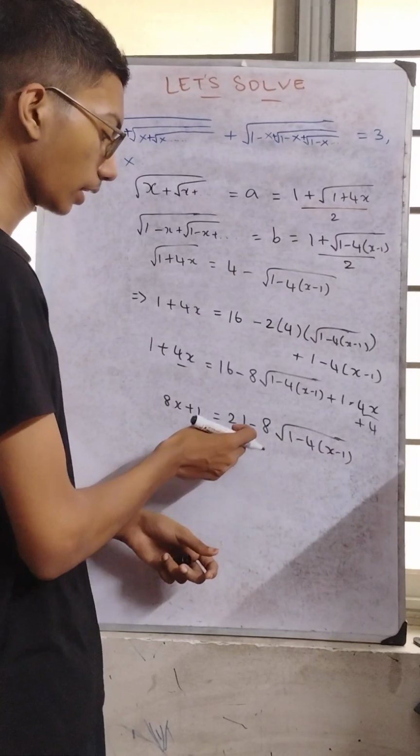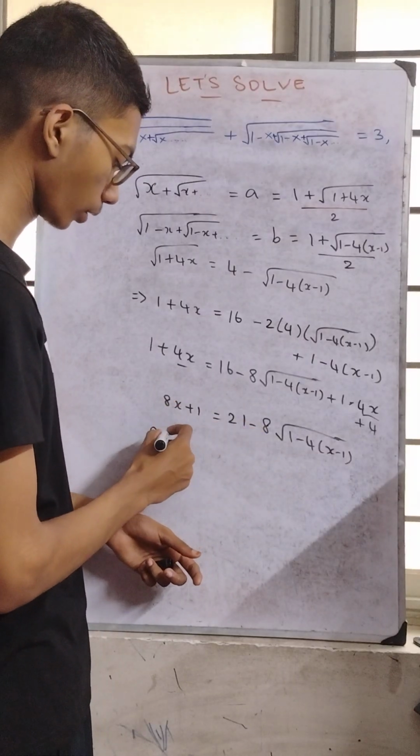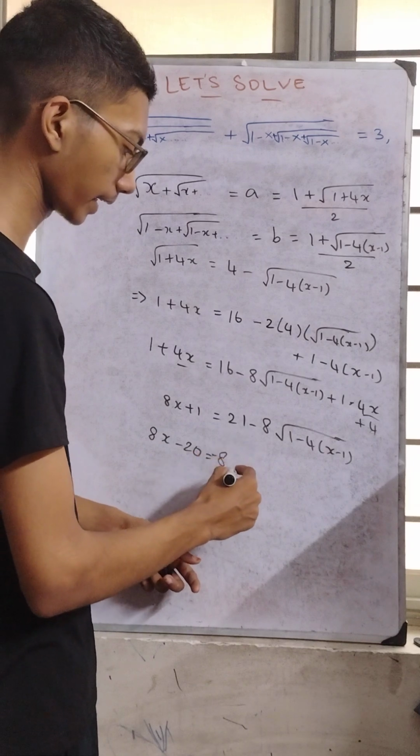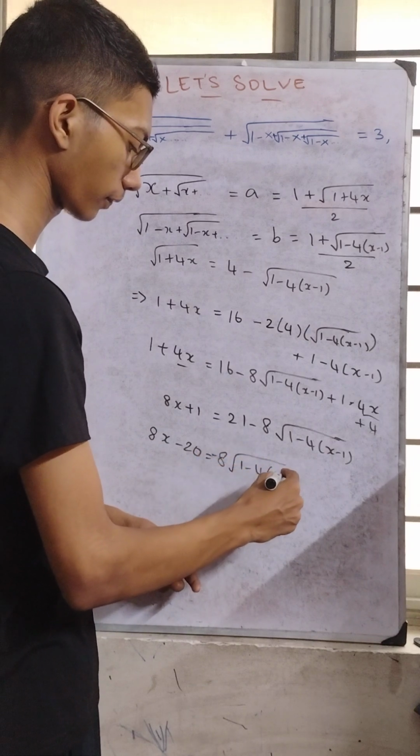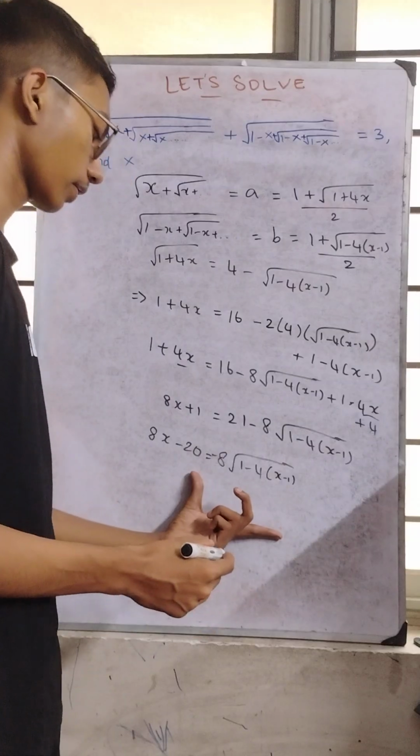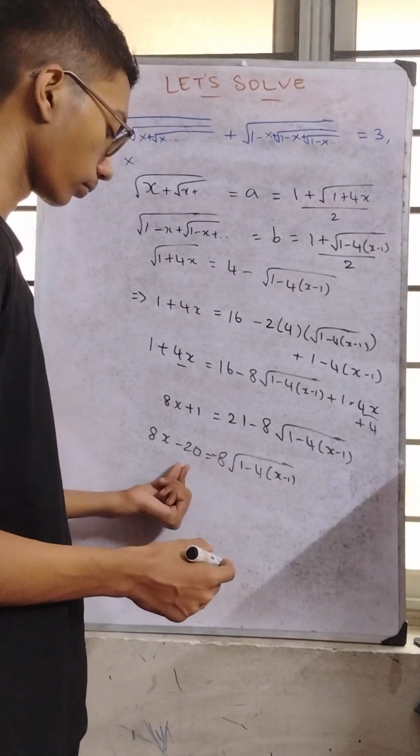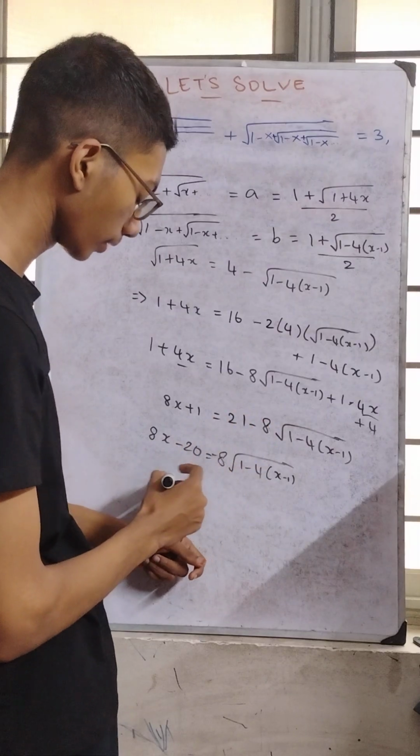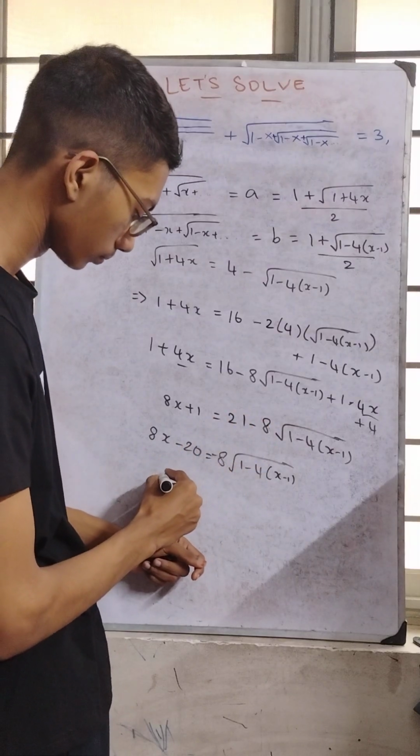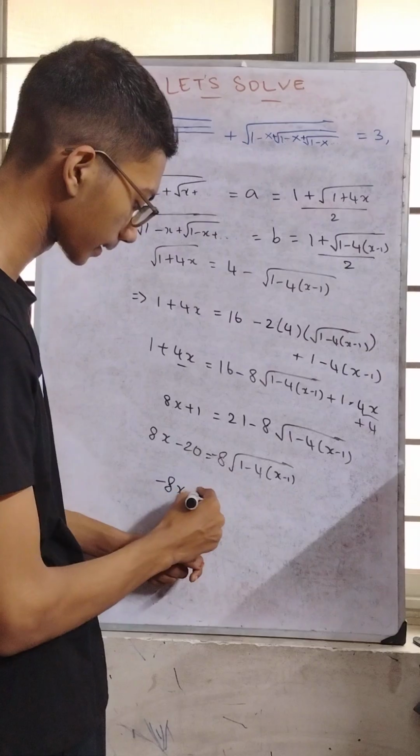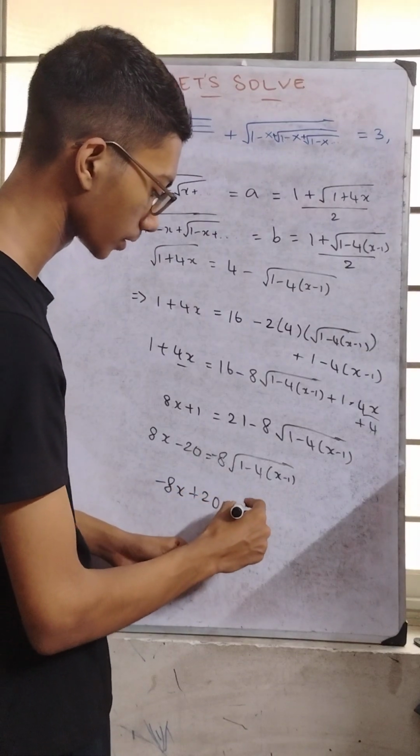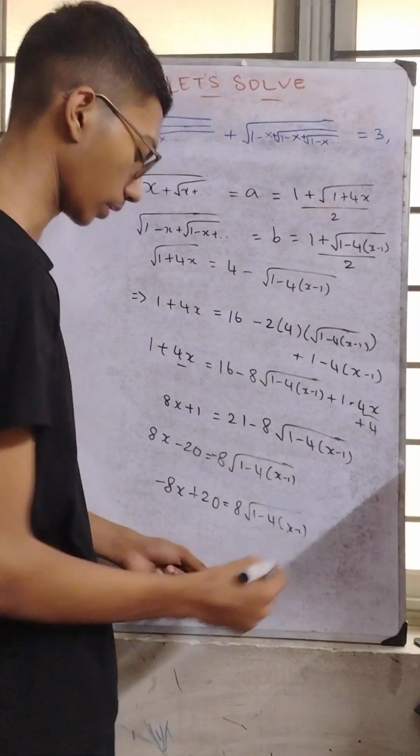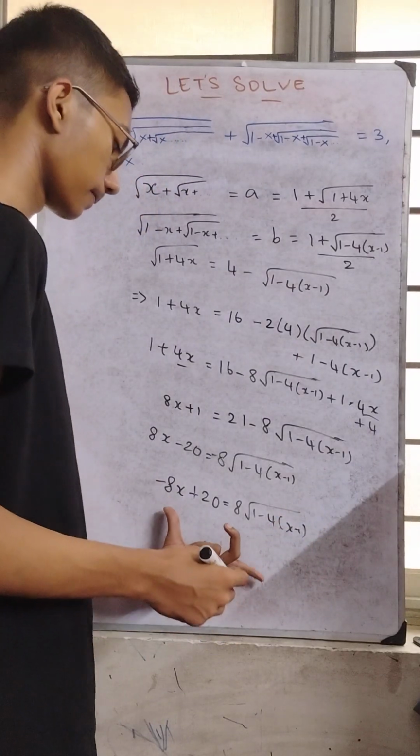So this is what we have. We can take this here. So 8x minus 20 equals minus 8 root 1 minus 4 of x minus 1. Since we have more negative signs, we can multiply the whole expression by negative. So we will get minus 8x plus 20 equals 8 root 1 minus 4 of x minus 1. So this is what we have left.